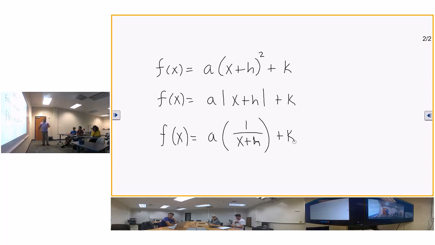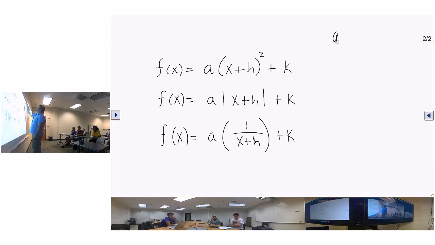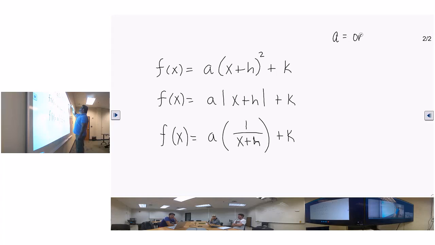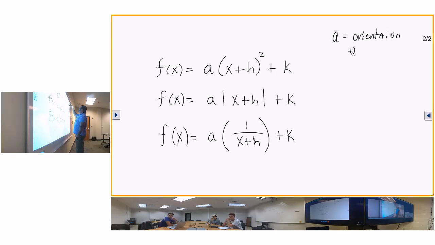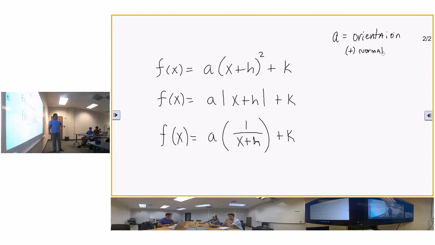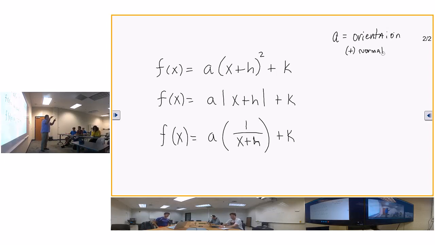Now, all 3 of them have some things in common. A is going to be equal to orientation. If it's positive, that means it's going in the normal way, normal based on the parent graphs that you just saw. What if it's negative? It's going opposite of the normal way. So if you have a parabola opening up, or concave up, what is a negative in front of that x squared going to mean? It's going to be concave down or opens down. Capiche? It's going to go to the opposite direction.